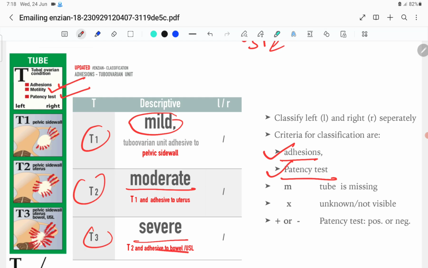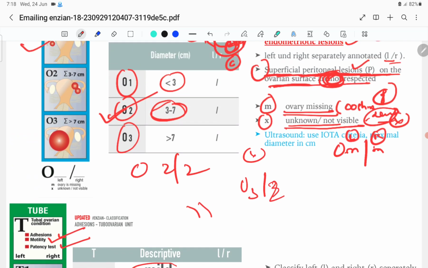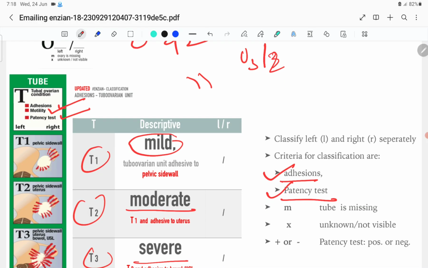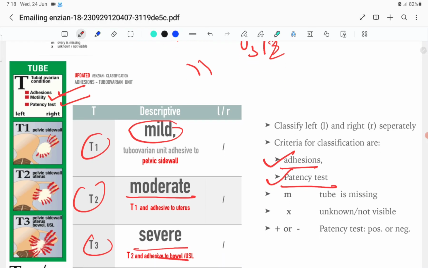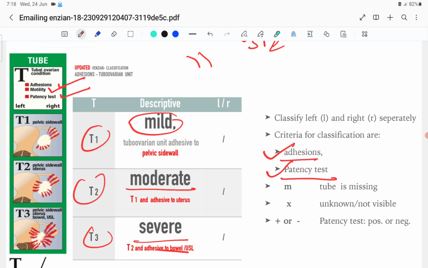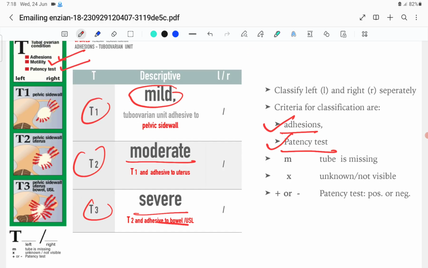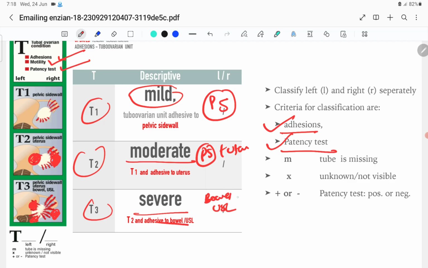So suppose the tube and ovary are adherent; usually the tube is adherent to the ovary, but if the tubo-ovarian unit is adherent to the pelvic side wall, then it is called T1. That is a mild adhesion. If it is adherent to the uterus as well as the pelvic side wall, then it is T2. Suppose it is adherent to the uterus, the pelvic side wall plus bowel. So first, pelvic side wall is T1, pelvic side wall plus uterus is T2, and T3 is bowel and uterosacral ligament.